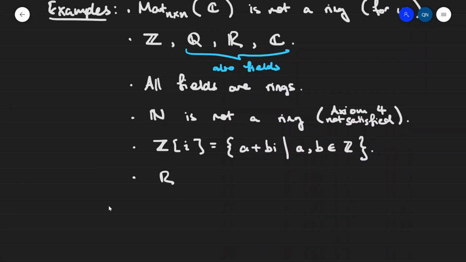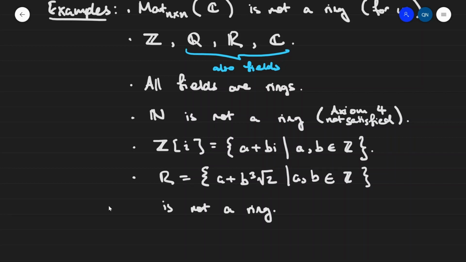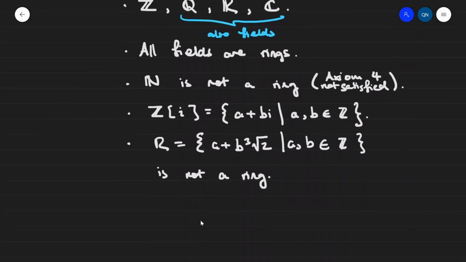However, if you take a look at the set, let's say R is equal to a plus b times the cube root of 2, where a and b are integers. Well, it looks similar to the Gaussian integers I wrote up above here, where I interchanged the i with a cube root of 2. However, unfortunately, this guy is not a ring, because to be a ring, if you take two elements of your ring and multiply them together, you still need to be inside of the ring.